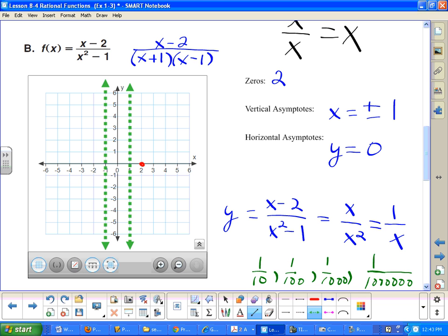And what's the y-intercept in this case? What's the y-intercept? 2. And how'd you get 2, Evan? Put 0 in for x. Okay, put 0 in for x, you get -2 over -1, which is 2. So we have a y-intercept of 2.